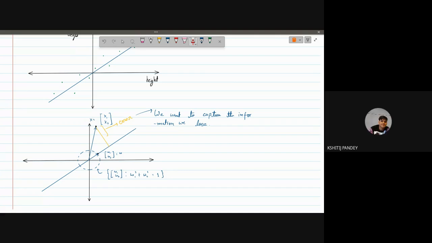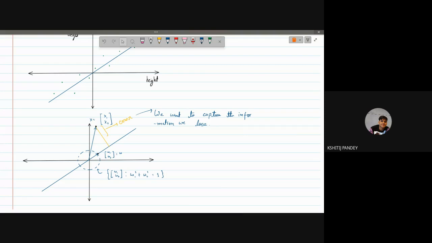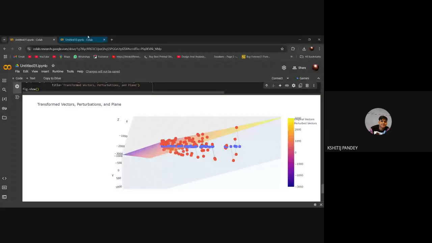Okay, so now the question is, how do we capture the information we lose, in the error vector? So let me show you a visualization for this. Let me share my other screen. Just a second.